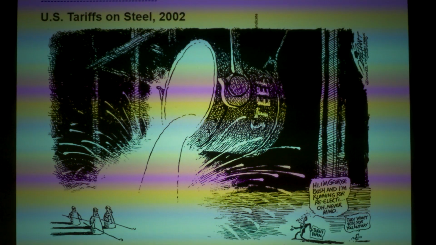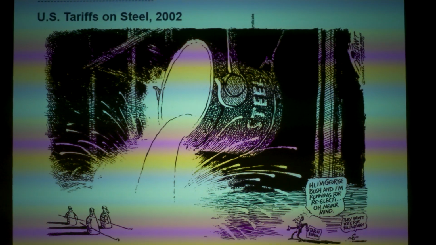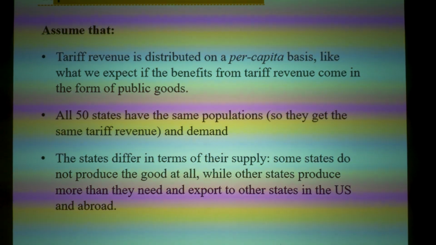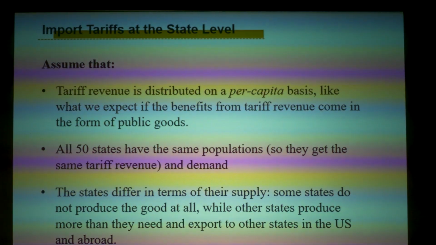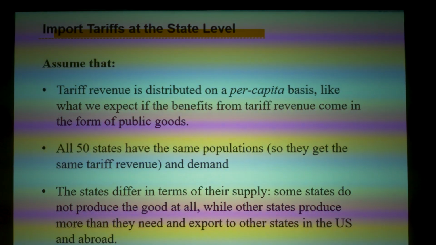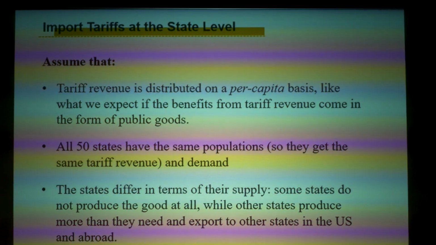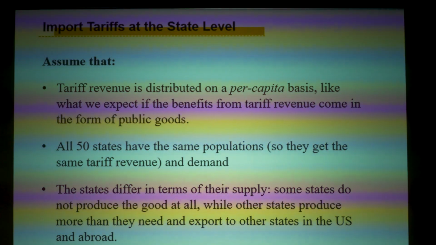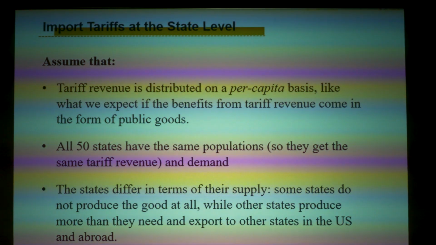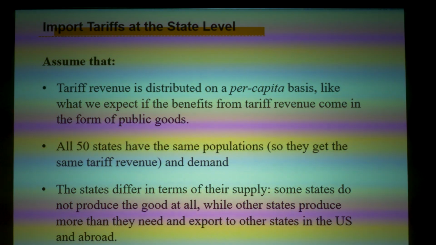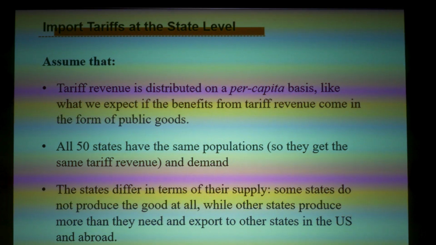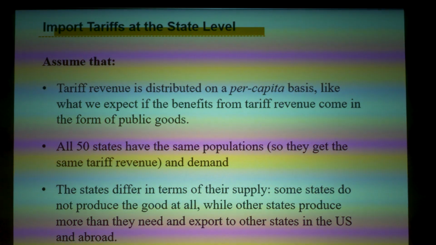So what this brings me to is what I want to add to the standard analysis of tariffs. I want to be able to say, what are tariffs doing at the state level? So it's going to be a little extension of what I did. I'll show you that theory, and then I'll show you some maps for the United States about how the Trump tariff has impacted different states around the United States, including the steel tariff.